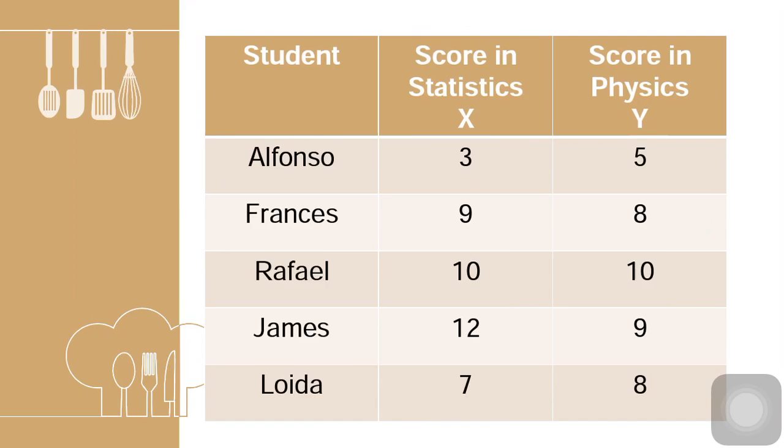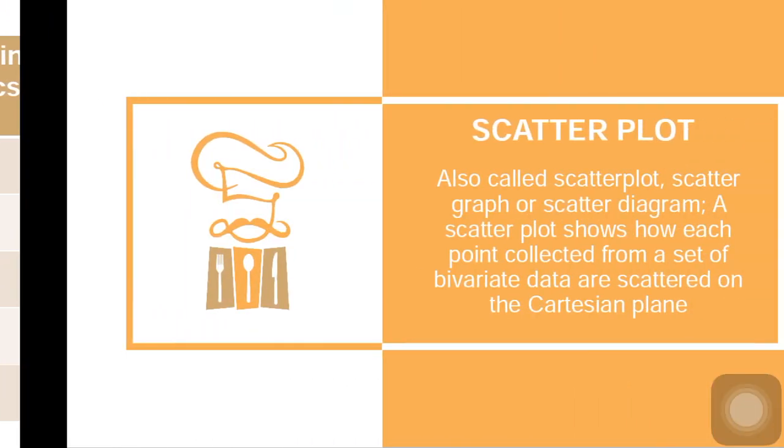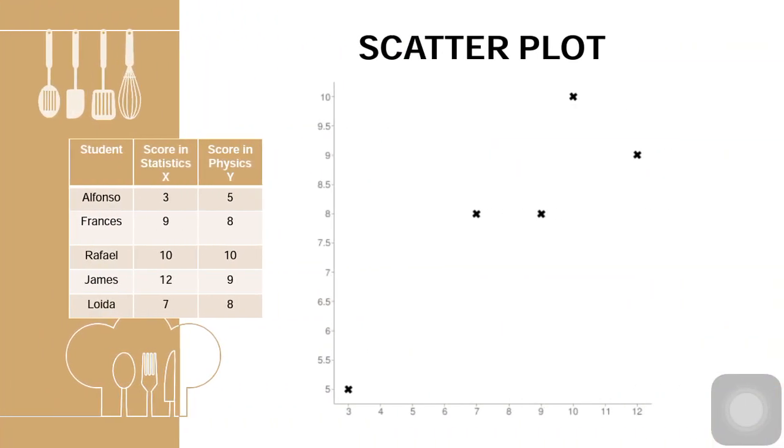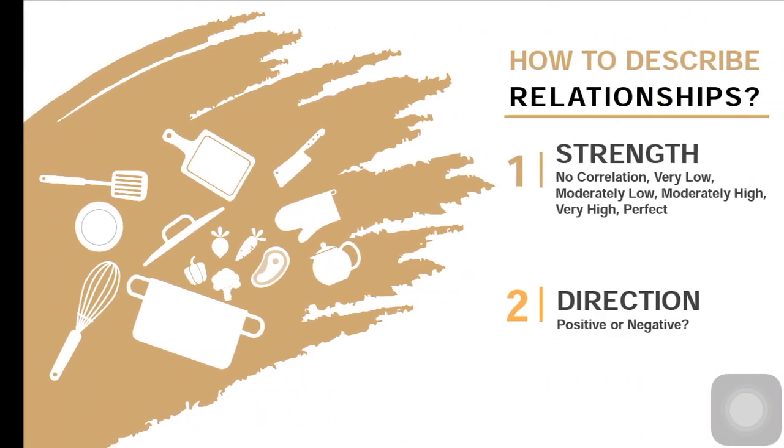For example, the first one is 3, 5. 3 is our x, y is our 5. So we see that one in the first point. The next for Francis, it's 9, 8. So it's 9 in the x and 8 in the y. So we check that point. That's how we sketch our scatter plot.